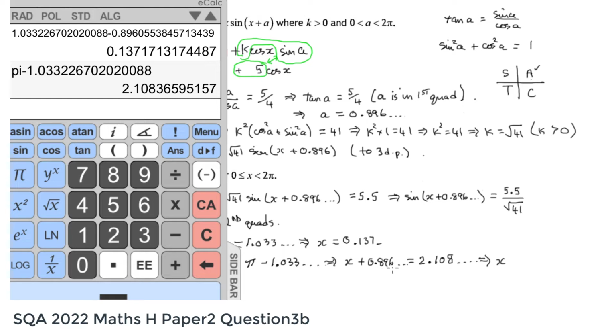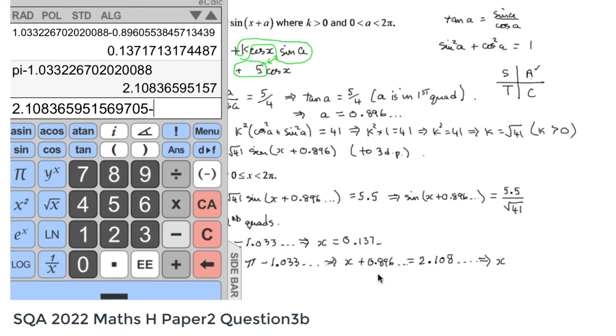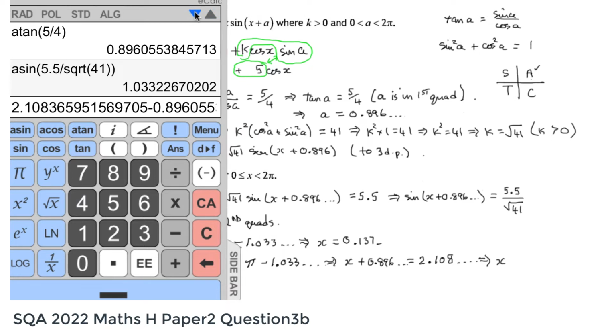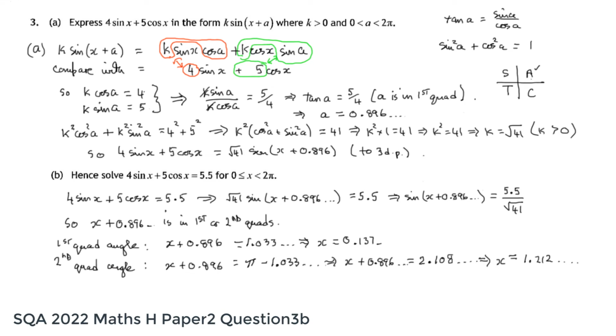So we'll find x by subtracting 0.896 from 2.108 and so on. So we take this number and subtract 0.896. Now if I move up a bit, I should find it. There it is. Let's move back down. And that gives me 1.212 with a 3 after it. So x equals 1.212 and so on.